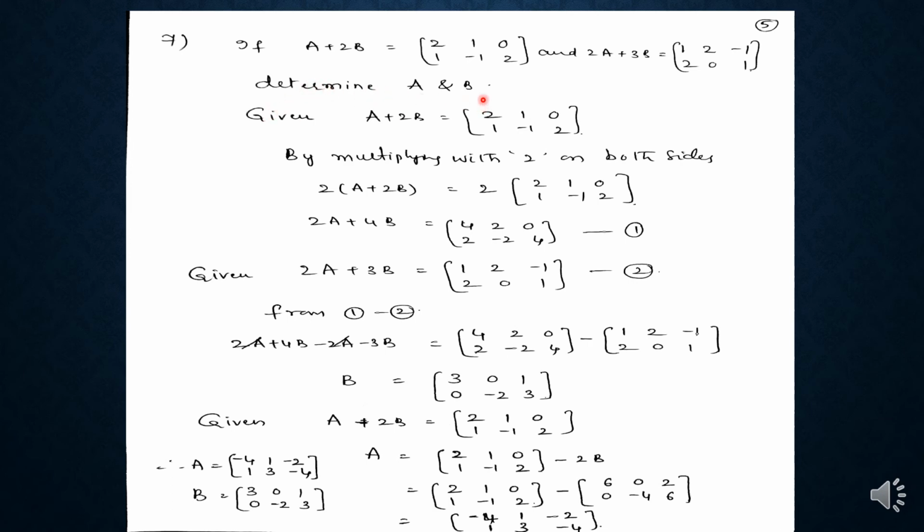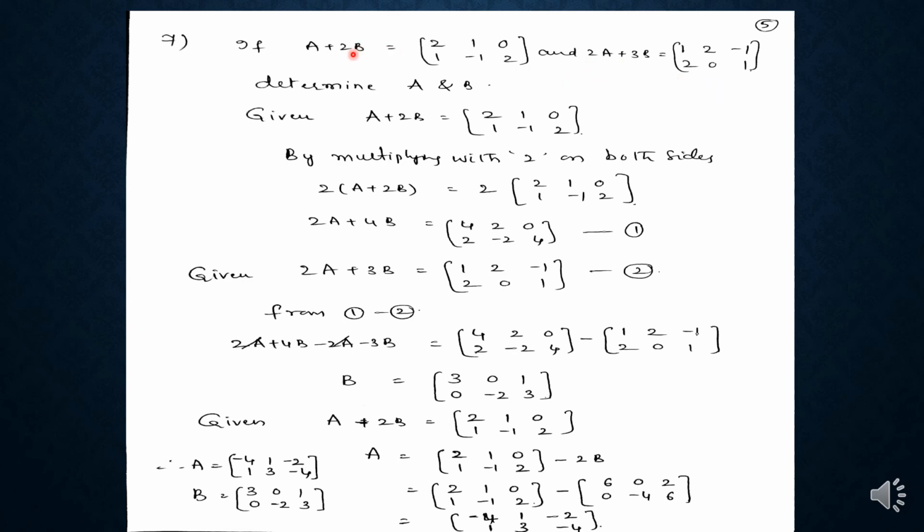Determine a and b. To find the values of a and b, take these two equations, and by solving these two equations we will get the values of the matrices a and b. Here the first equation is a plus 2b is equal to 1 0 1 minus 1 2. Here the second equation is 2a plus 3b is equal to 1 2 minus 1 2 0 1.